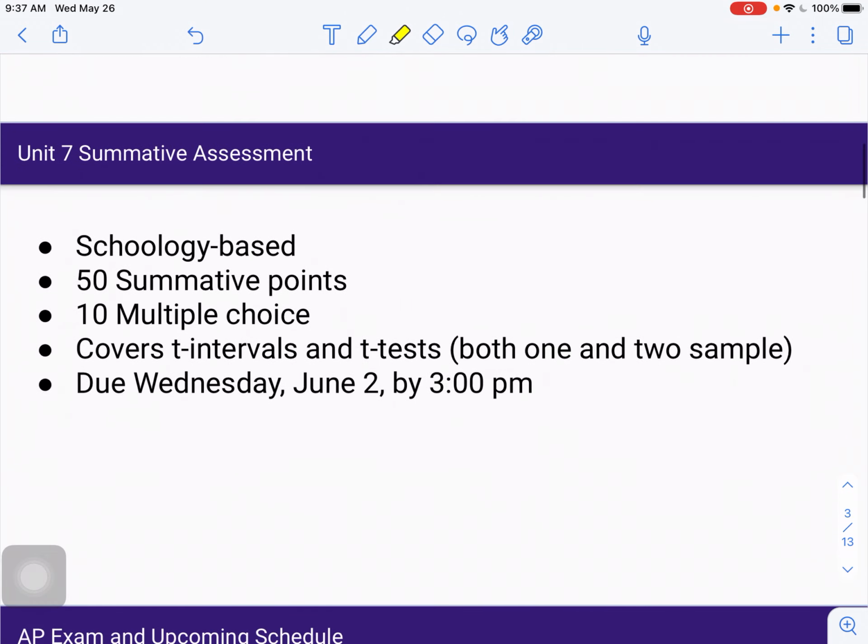All right, Unit 7 summative. I talked about this one in the last video as well. It is Schoology based. It's 50 summative points, 10 multiple choice, covers both T intervals and T tests, both one sample and two. And it's going to be due Wednesday, June 2nd by 3 p.m.